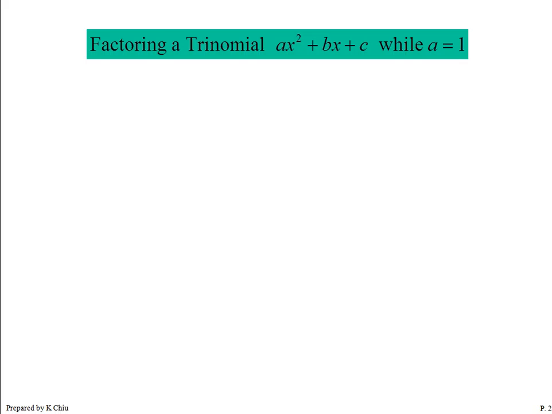We want to factor this trinomial ax squared plus bx plus c, while a is equal to 1. So we first consider some simple situation like this. For example, I want to factor this trinomial x squared plus 4x plus 3. So how can we do that? Well, let us quickly refresh our memory.